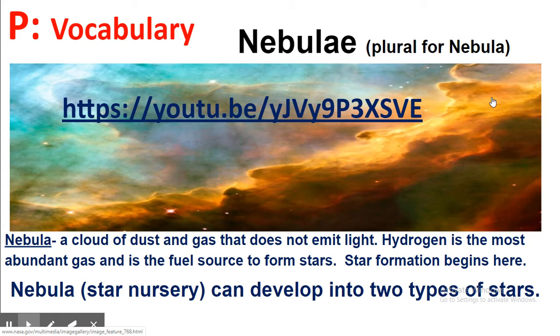Nebulae. A nebula is a cloud of dust and gas that does not emit light. Hydrogen is the most abundant gas and is the fuel source to form stars. Star formation begins here in a nebula. Star nursery. It can develop into two types of stars.